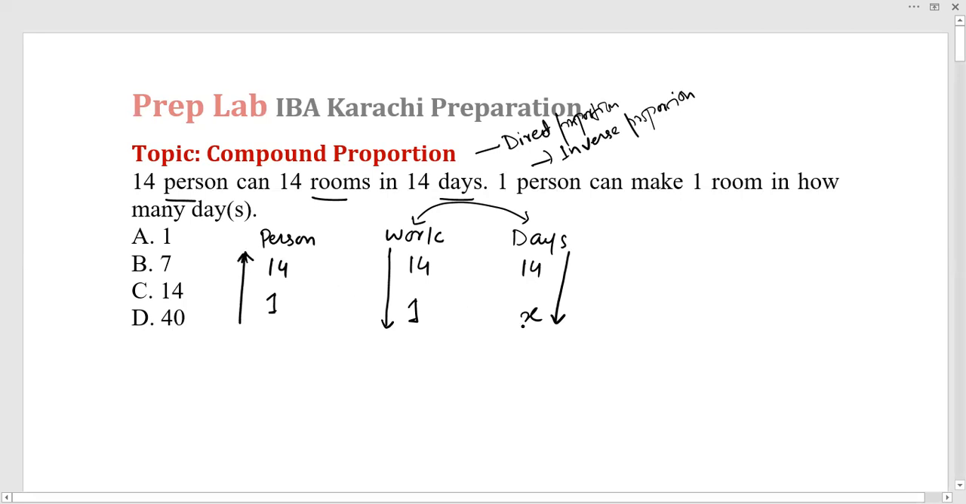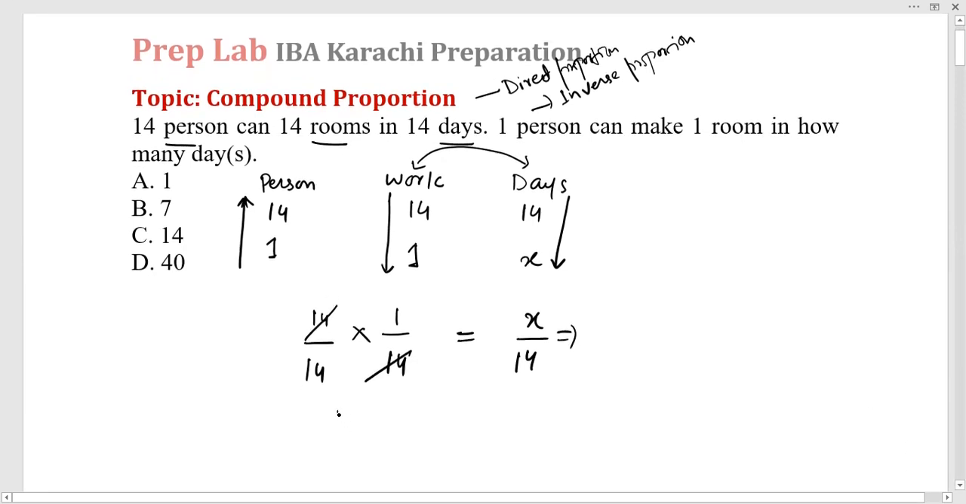To solve this question, we will write this. This shows that x over 14 is equal to 1 over 14, and the arrow shows this means 14 over 14. The 14 cancels, so it will be 1, x over 14. Then 14 days will be required for one person to complete one room or one work. See, this is how the question is solved.